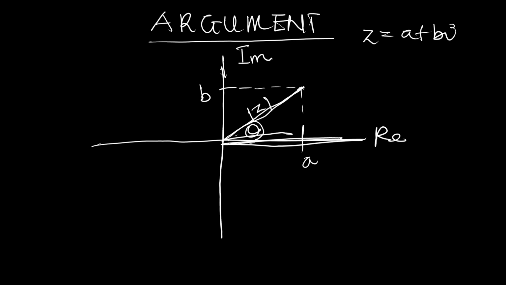So the angle between these two lines, the modulus and the positive real axis, forms the argument. So the argument here is the theta in between the positive real axis and the modulus. Right.